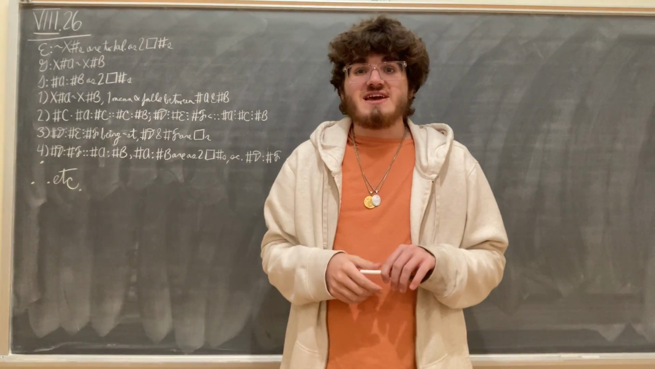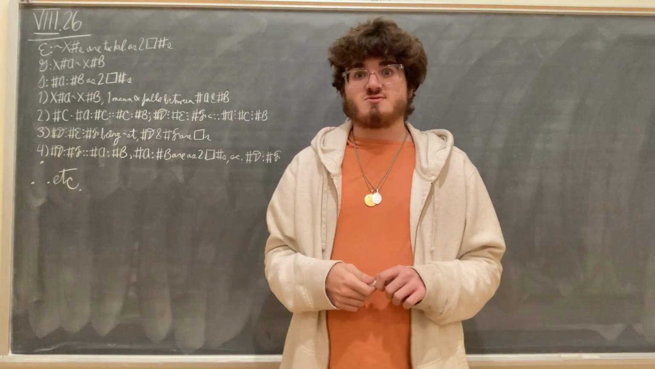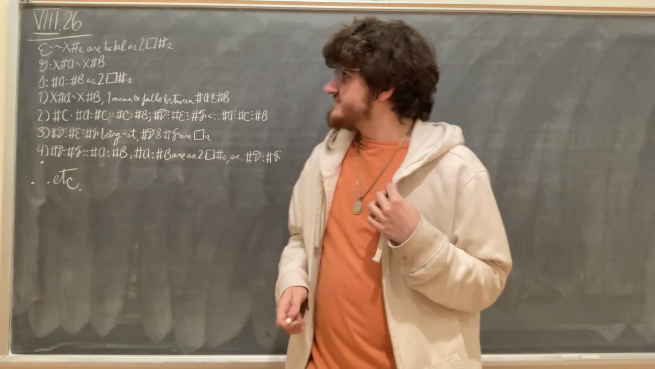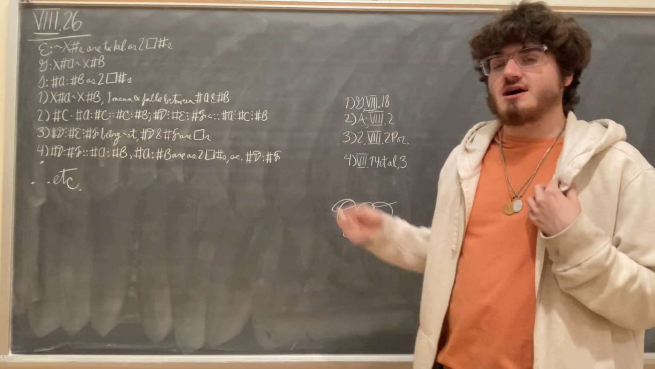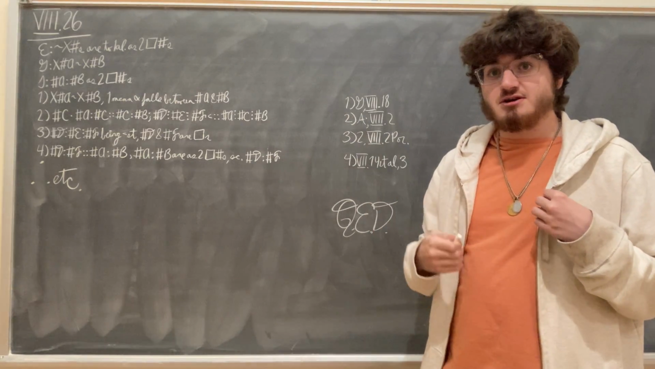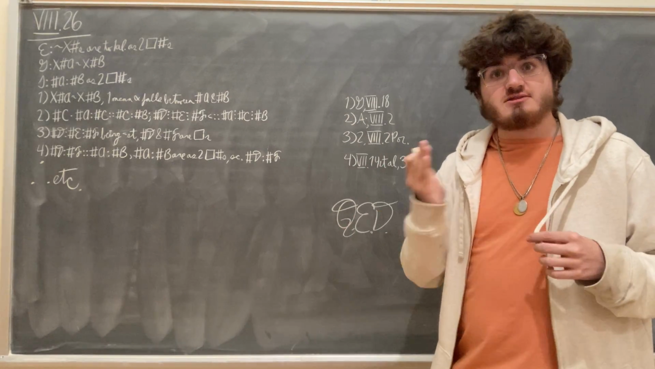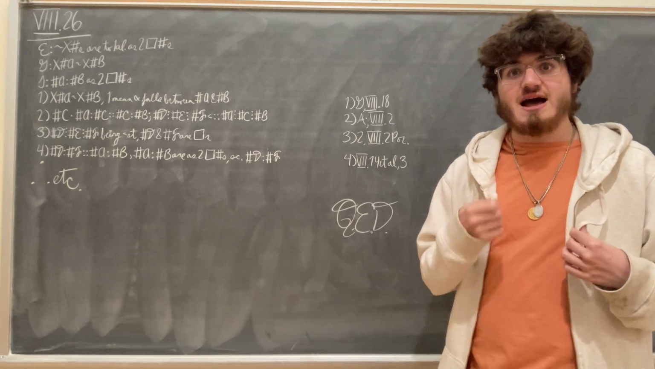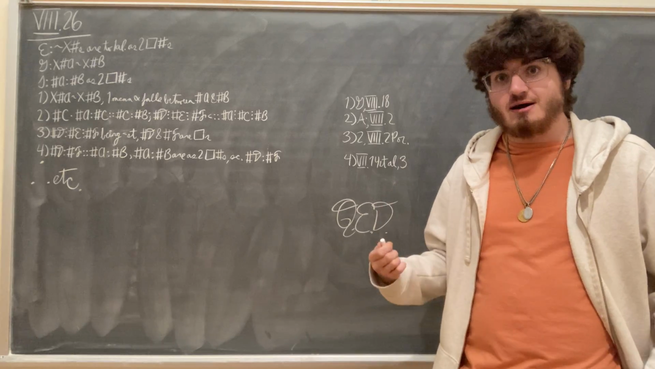Hello. This will be a demonstration of Proposition 26 from Book 8 of Euclid's Elements, which says that similar plane numbers are to one another as two square numbers, that the ratio of two similar plane numbers is the same as a ratio of two square numbers.